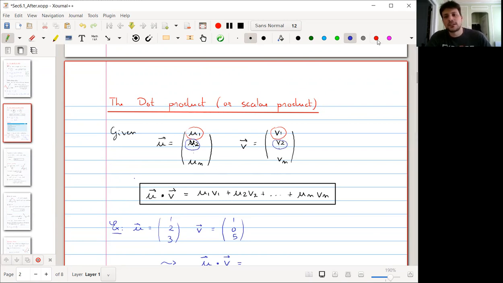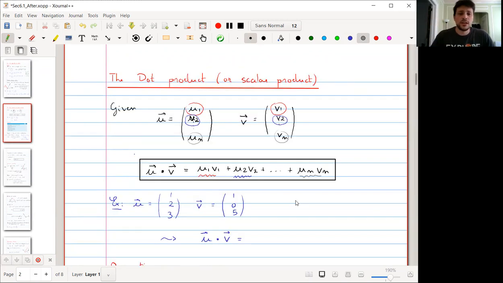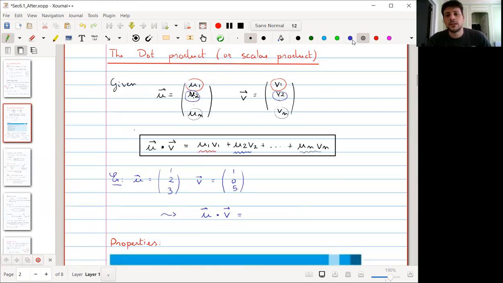So you see here that I take u1, v1, and that's the red contribution, and then I take u2, v2, that's the blue. When I get to the bottom, I'll have un, vn, which is my last summand in here. So let's try to compute it in this little example. What I want to do is u1 times v1, that's 1 by 1, which I'll leave indicated for now. Then we have 2 times 0, those are the second entries, and then we have 3 times 5. If I add these together, I get 1 plus 0 plus 15.